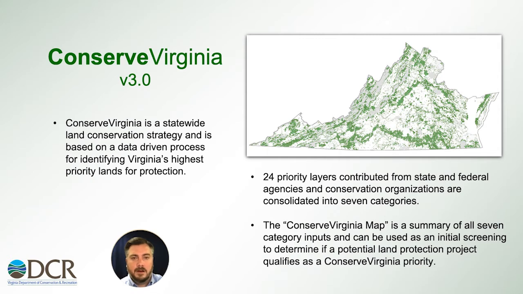24 map layer inputs identifying the highest priority conservation areas provided by state and federal agencies and conservation organizations are organized into 7 categories. The ConserveVirginia map is a summary of all 7 category inputs and can be used as an initial screening to determine if a potential conservation project qualifies as a ConserveVirginia priority.